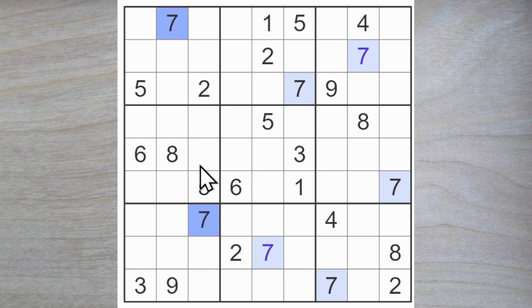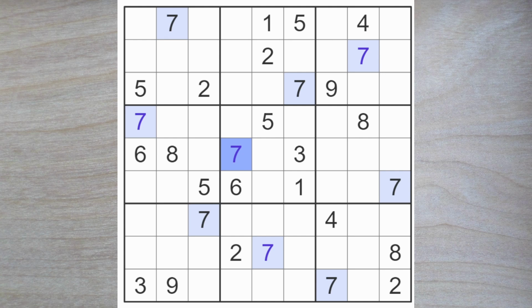These 7s block here. The 7 blocks here. Here's a 7. This 7 blocks like so. This 7 blocks down. This 7 blocks up. And I think the last 7 of the grid today is here. And we can now focus on something besides the 7s.